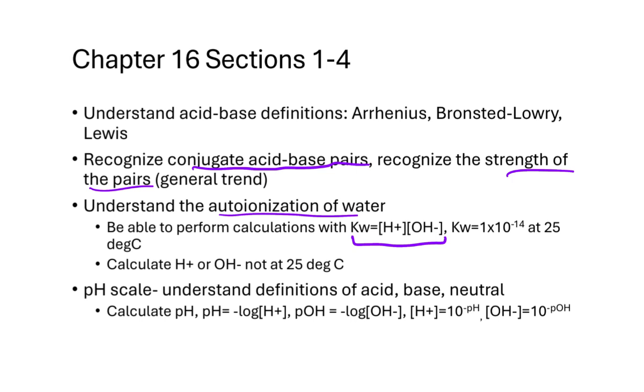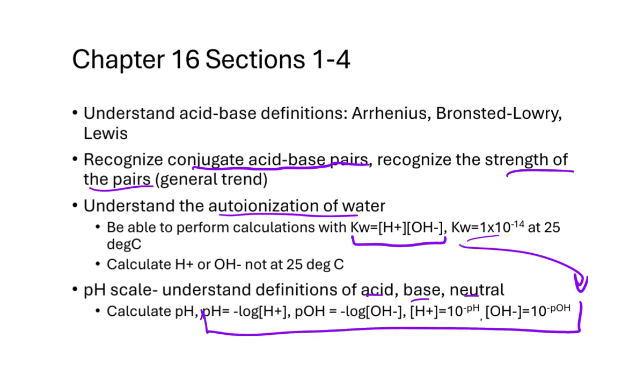With our Kw, we have a value at 25 degrees Celsius. We talked about how to calculate H plus and OH minus concentrations if we're not at 25 degrees Celsius. I think there's a problem on one of the practice exams about that. Then we looked at the pH scale, understanding the definitions of acid, base, and neutral, and the relationships between OH minus concentrations, pOH, H plus concentrations, and pH. All of that gets related through the Kw.